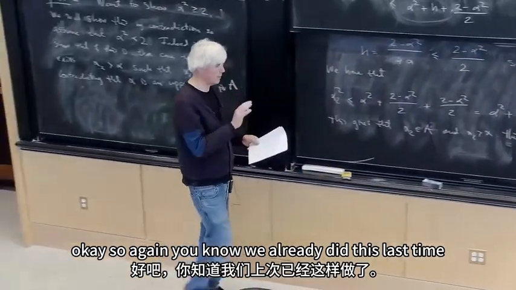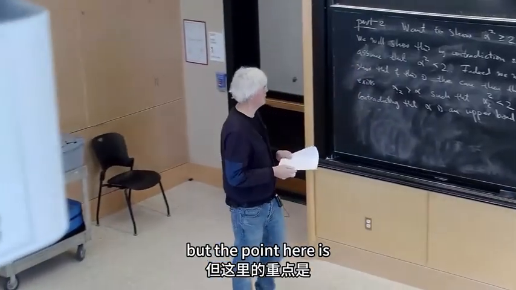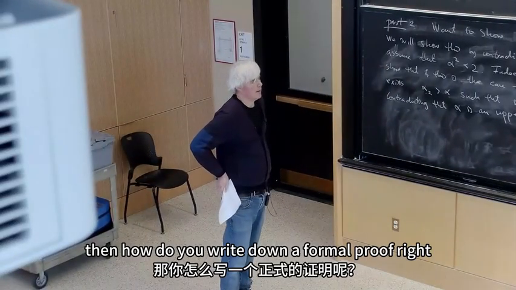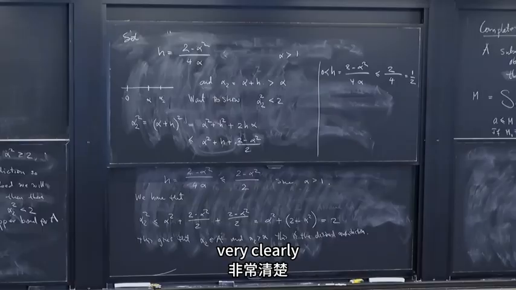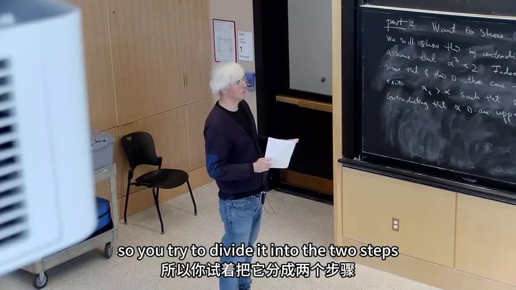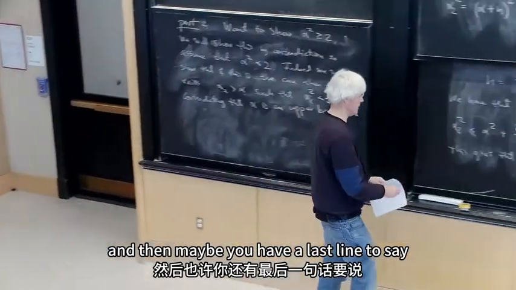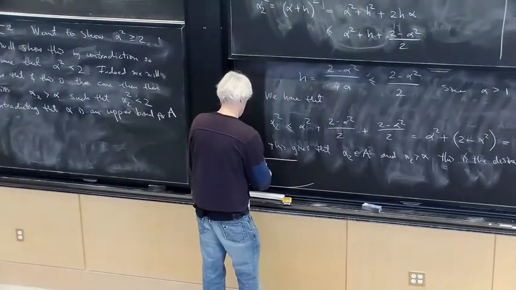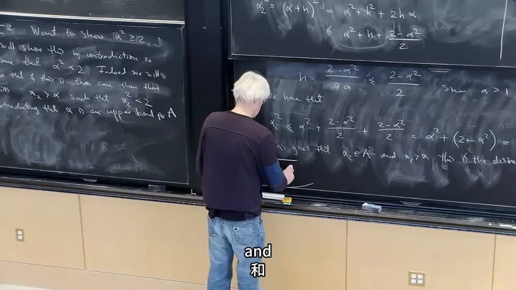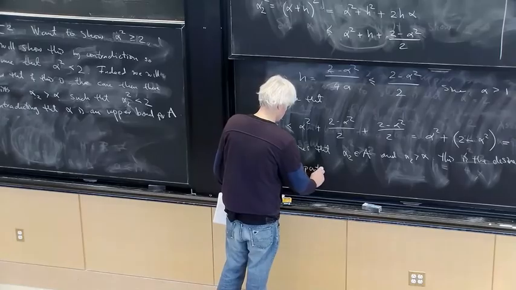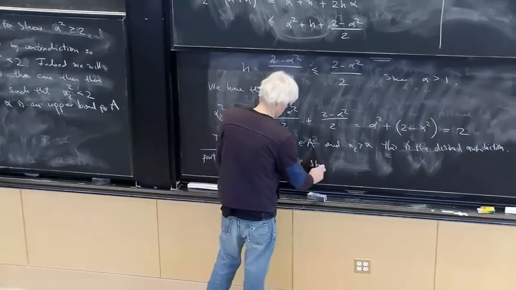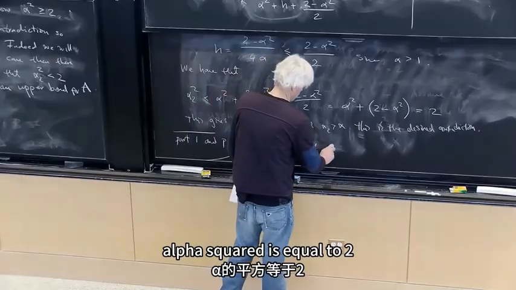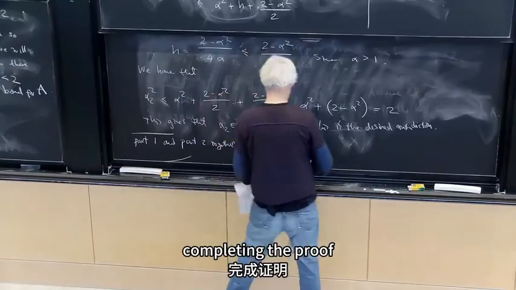Okay, so again, we already did this last time, but the point here is how do you write down a formal proof? A formal proof in this case is that you try very clearly, in this case it was divided into 2 steps. So you try to divide it into the 2 steps, and then maybe you have a last line that says that part one and part 2 together show that alpha squared is equal to 2, completing the proof.